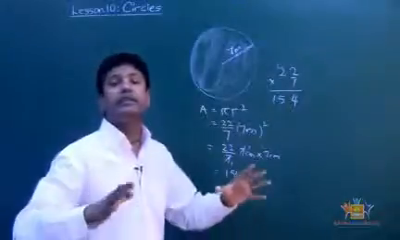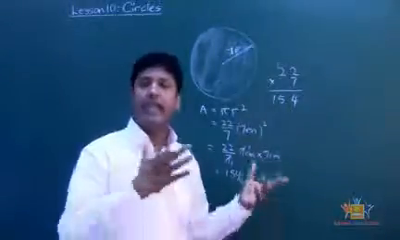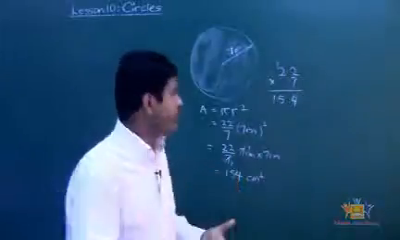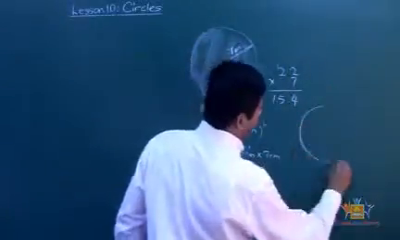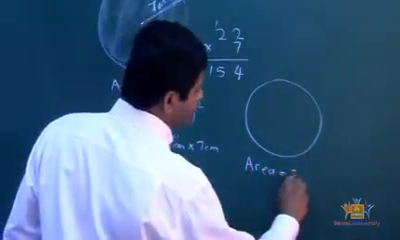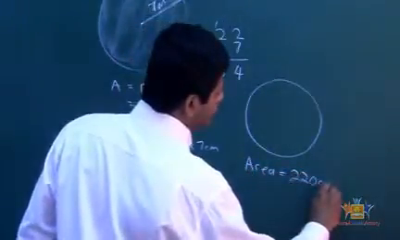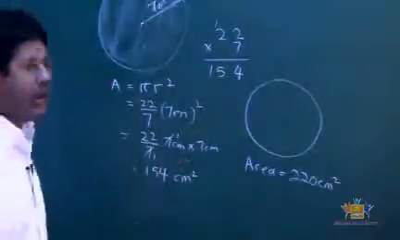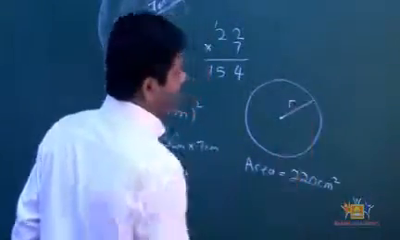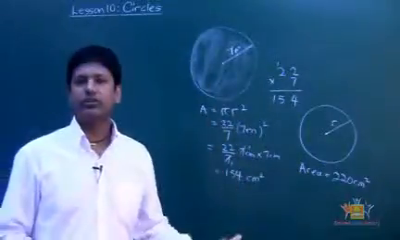Now let's see, for example, this time Mr. Mac gives you a circle with the area. I know the area, but I don't know the radius. I want to find the radius. So let's say I give you a circle, and I tell you the area of that circle is 220 centimeters squared, and I want to find the radius. This is the center and this is the radius. What's the radius of that circle?